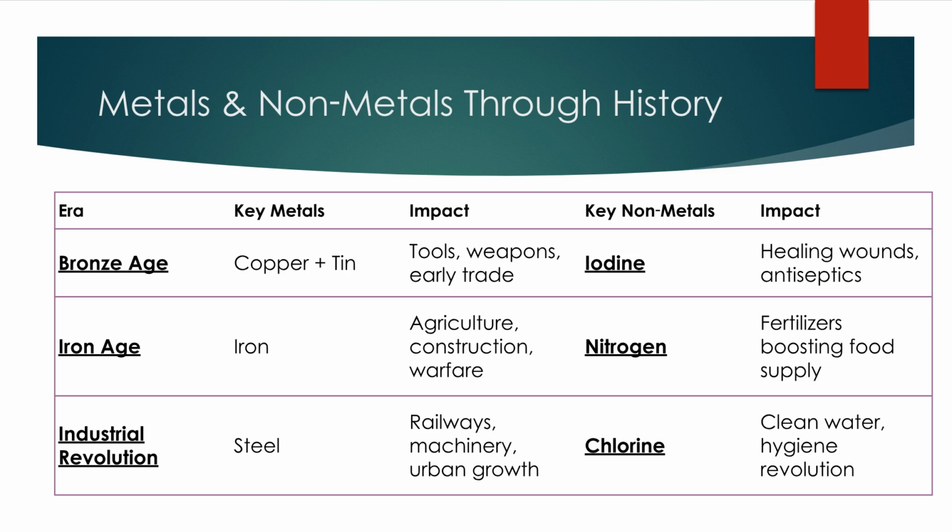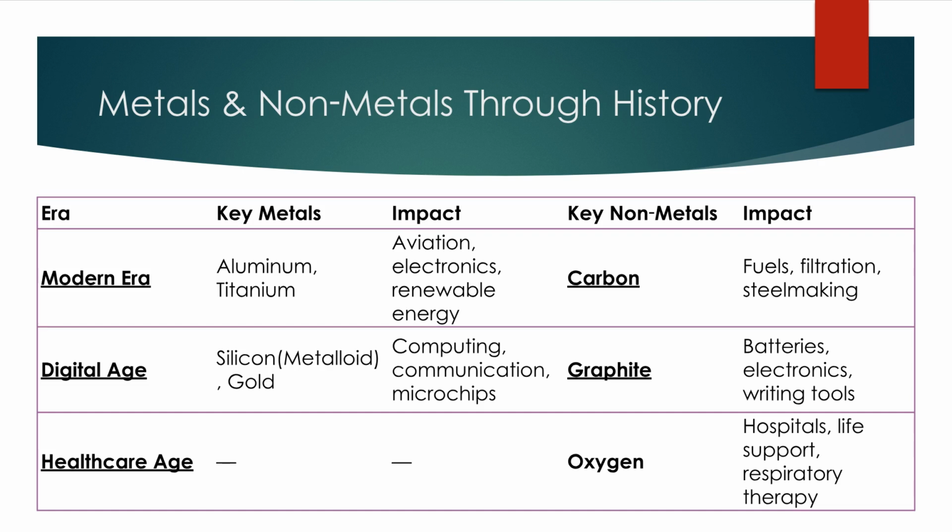Then came the Industrial Revolution, where steel powered railways, machinery, and urban expansion. Nonmetals like chlorine played a different but equally vital role, ensuring clean water and hygiene, sparking a public health revolution. In the modern era, metals like aluminum and titanium powered aviation, electronics, and renewable energy, while nonmetals such as carbon fueled industries, filtration, and steelmaking. Entering the digital age, silicon and gold became the backbone of computing and communication, driving microchips and global connectivity.